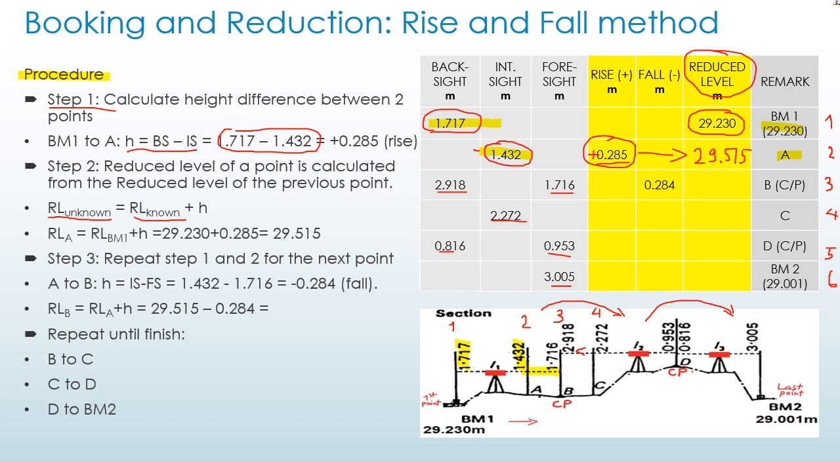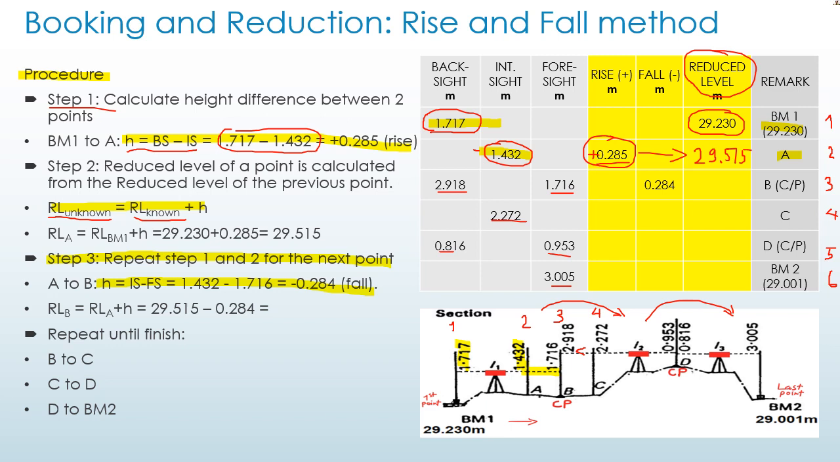So that's the principle. Very simple. Calculate the rise or fall. The first step. Step number 2, reduced level unknown equals reduced level known plus rise or minus fall. And then you repeat this process for every point of the leveling run. In this case, calculate rise or fall of the next 2 points.